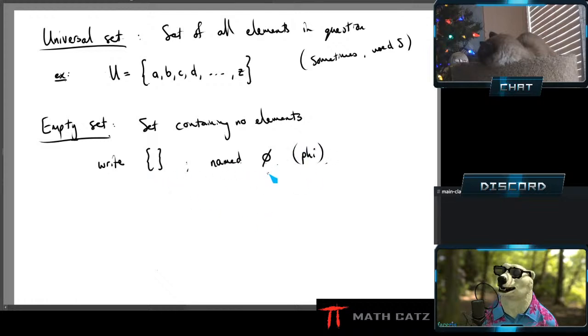So it's just a little bit easier to read if it has its own symbol instead of brackets with nothing in it. That's weird. So we give it its own name. That is the Greek letter phi. We'll refer to the set that has nothing.